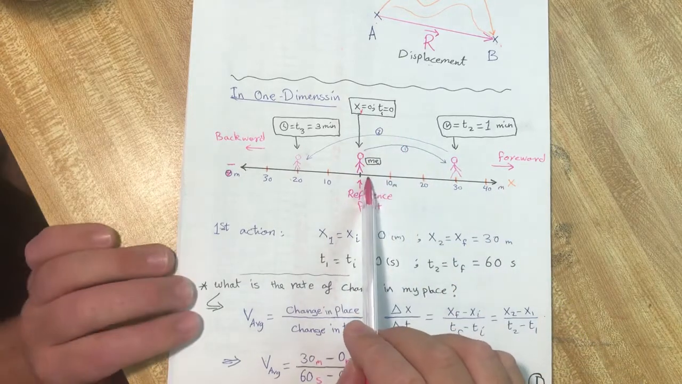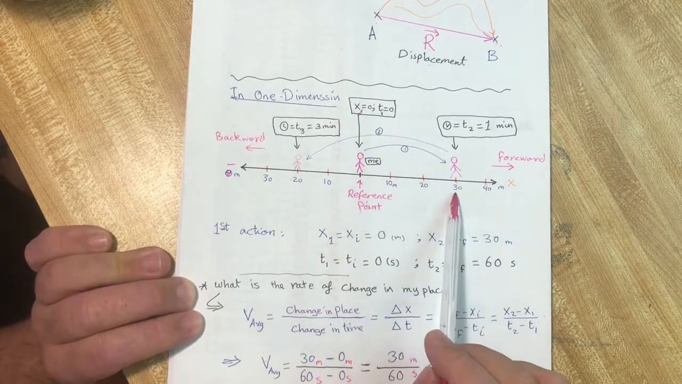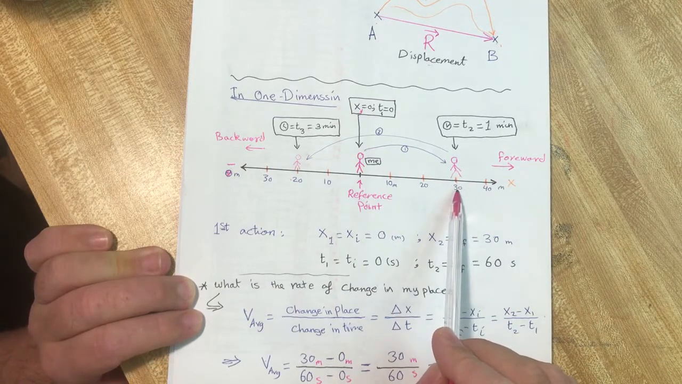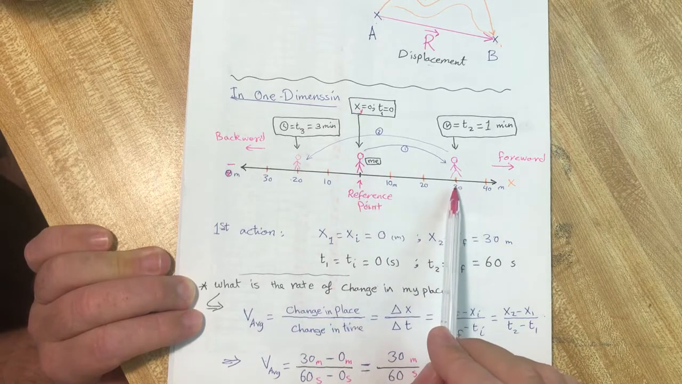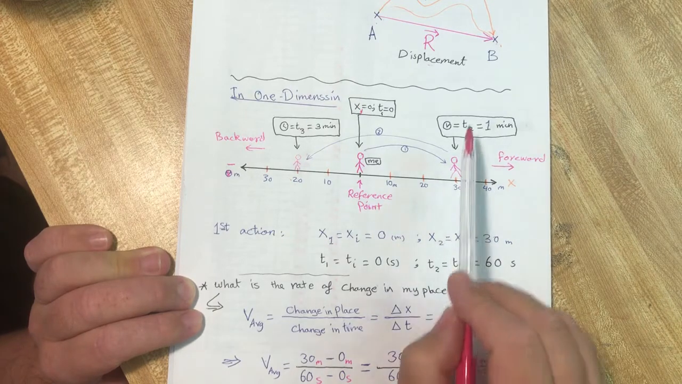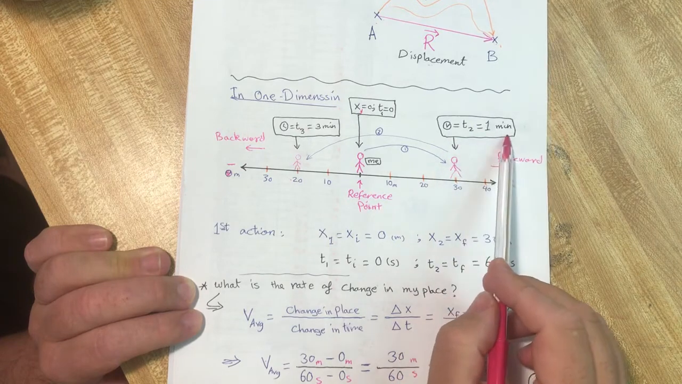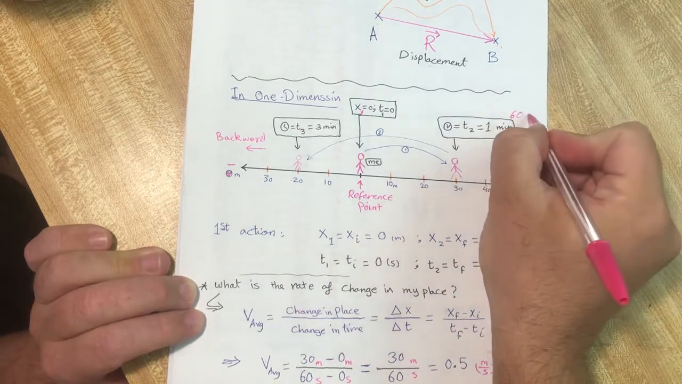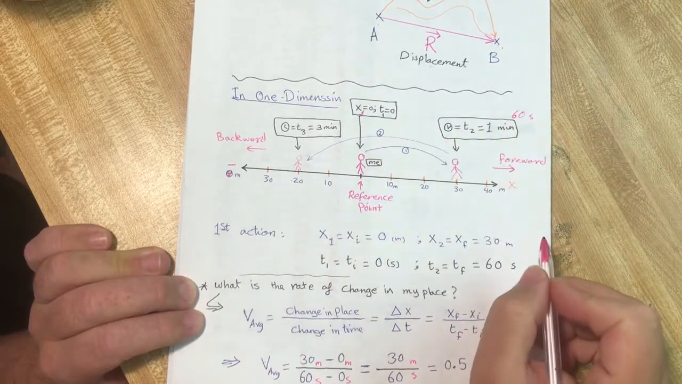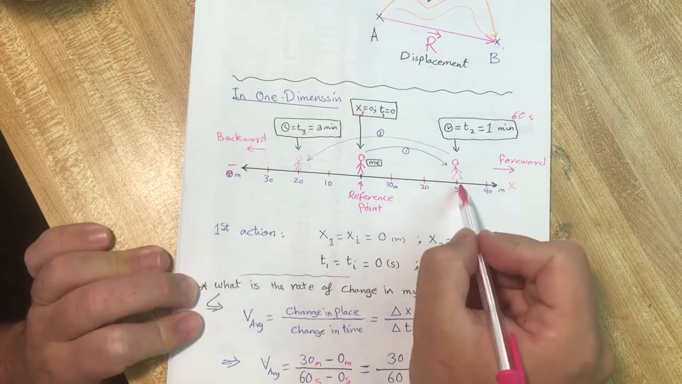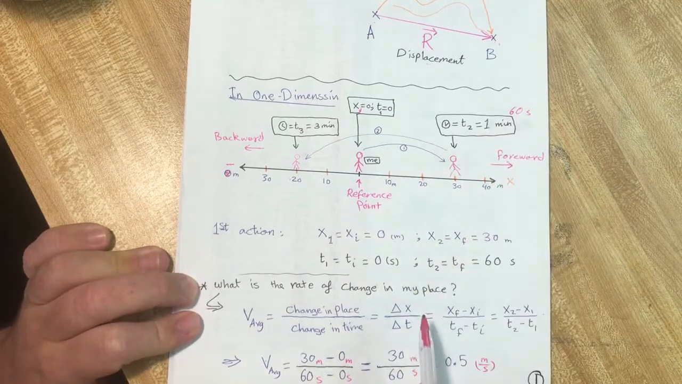The first action, I move forward from 0 to 30 meters. When I measure the position, it is 30 meters. When I look at my watch and I see the time, it is 1 minute. 1 minute means 60 seconds. We can convert it easily. So the time t at the second point is 1 minute or 60 seconds.